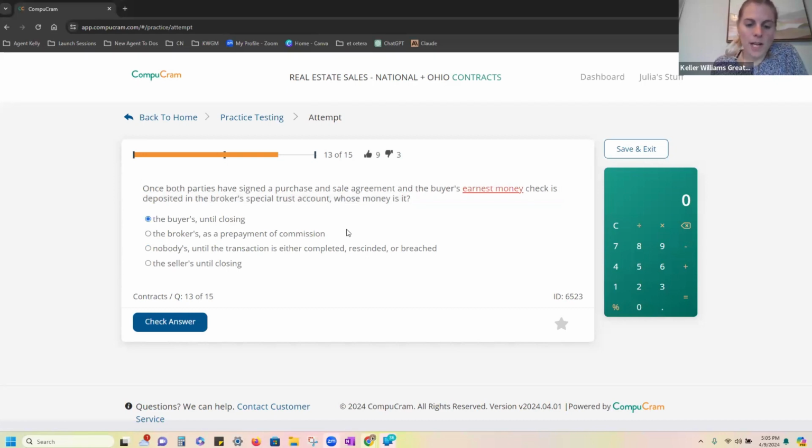So once both parties have signed a purchase and sale agreement and the buyer's earnest money check is deposited in the broker's special trust account, whose money is it? A, buyer's until closing. B, the broker's as a prepayment of commission. C, nobody's until the transaction is either completed, rescinded, or breached. Or D, the seller's until closing.